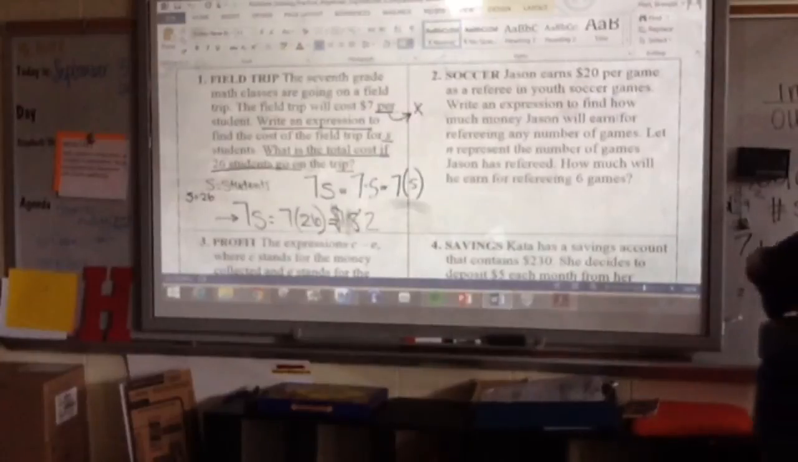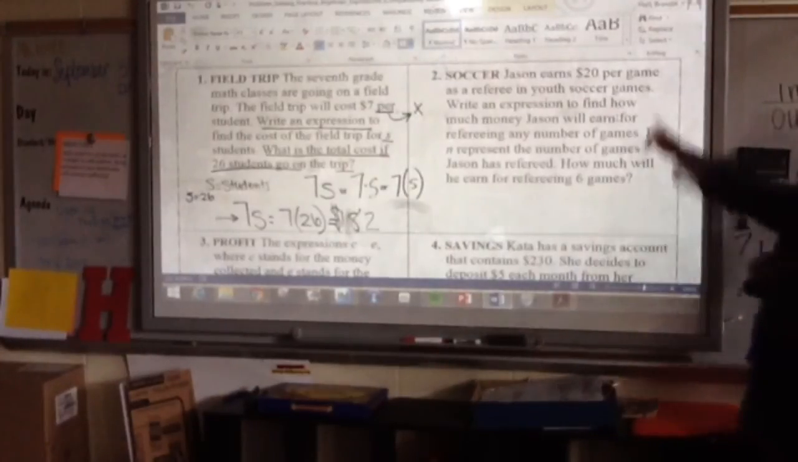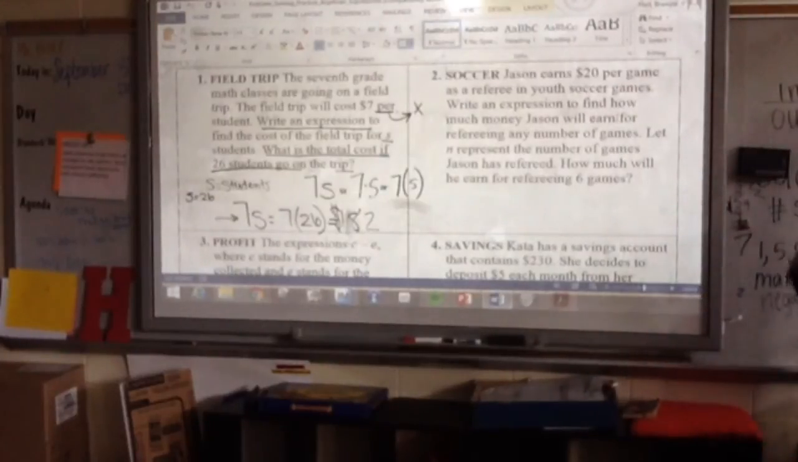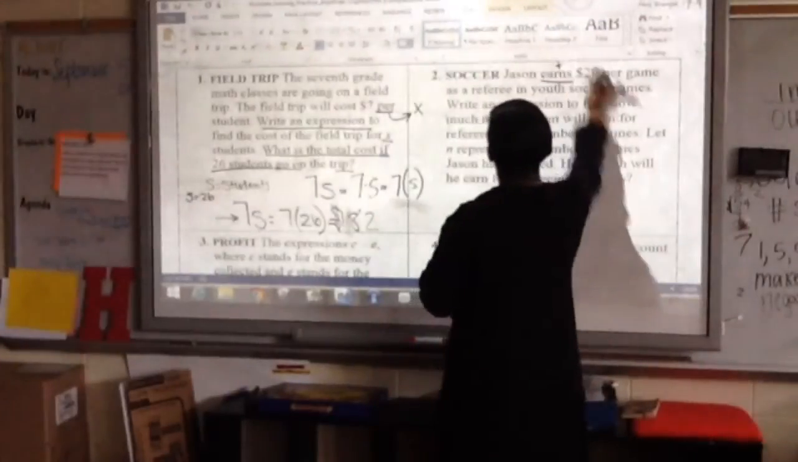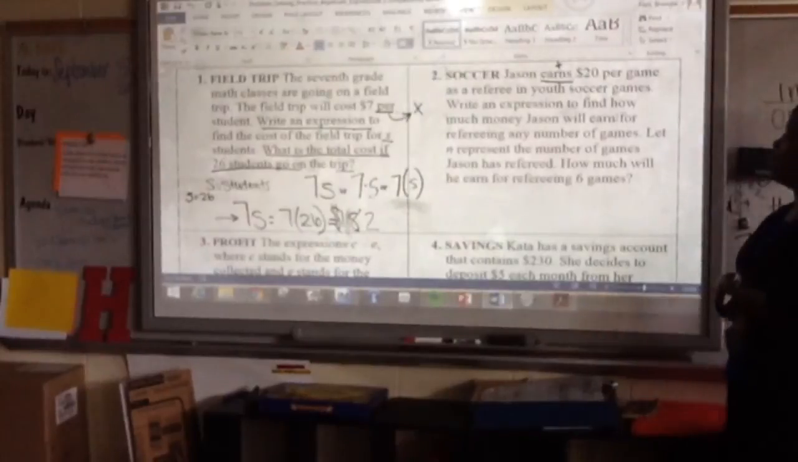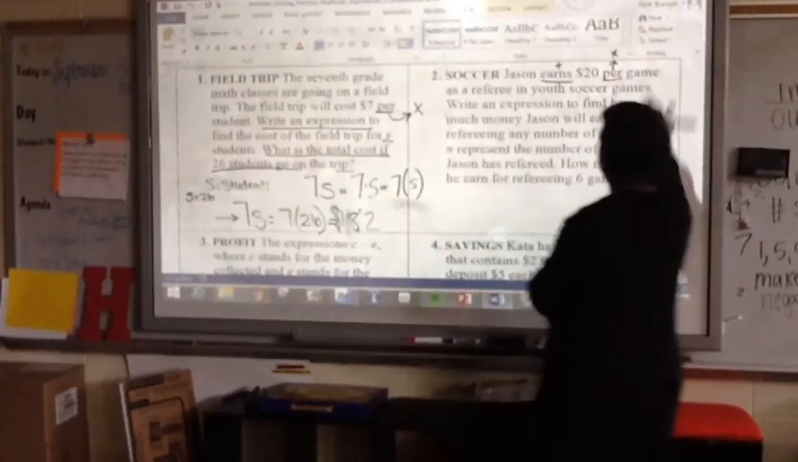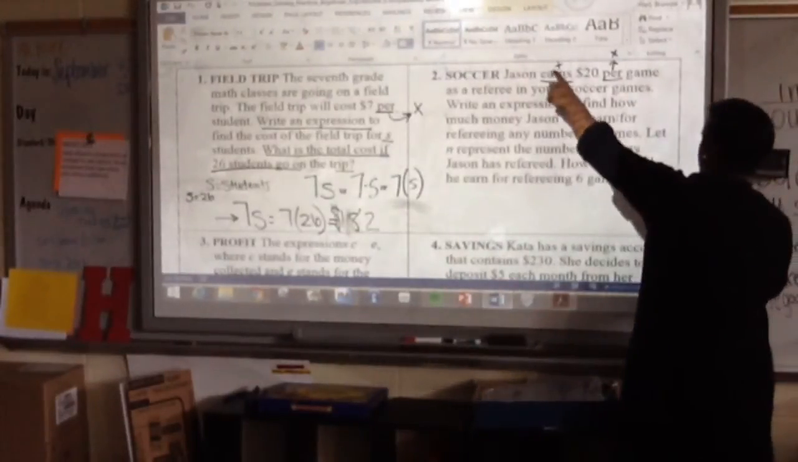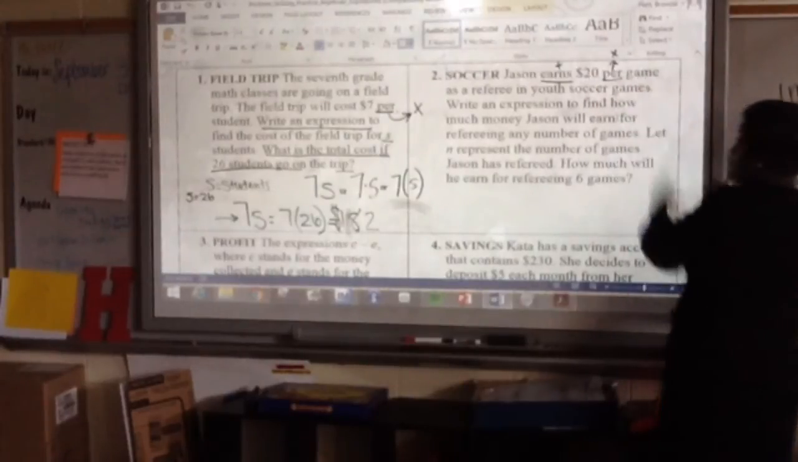Jason earns $20 per game as a referee in the youth soccer games. Pause. Are there any key words in the very first sentence? Earns. Positive or negative? Okay? Per game. Per means to do what? Multiply. Okay? So we already know that he earns a positive $20 times, clearly, how many games he referees.